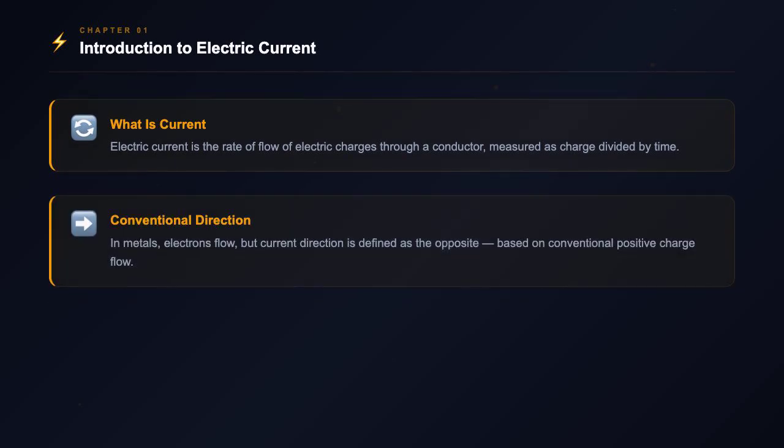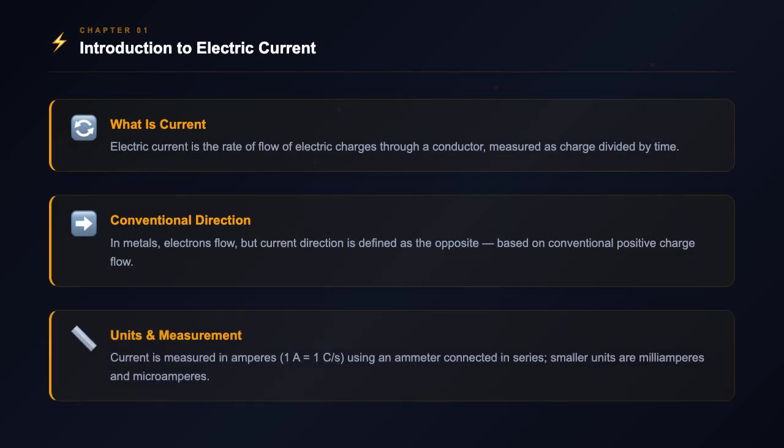Electric current is the rate of flow of electric charges through a conductor. It represents the amount of charge flowing across a conductor per unit time. In metallic wires, electrons flow, but the direction of electric current is opposite to the electron flow. This is because it's based on the conventional direction of positive charge flow.